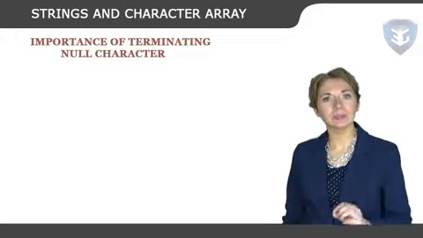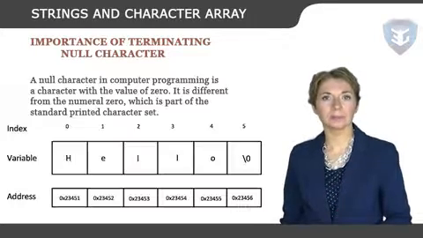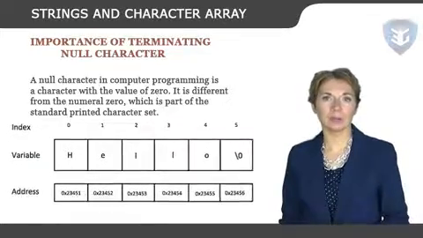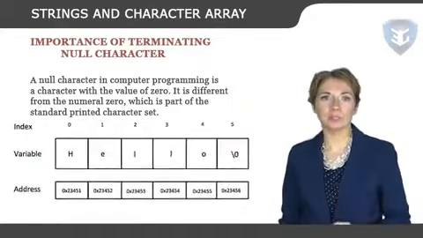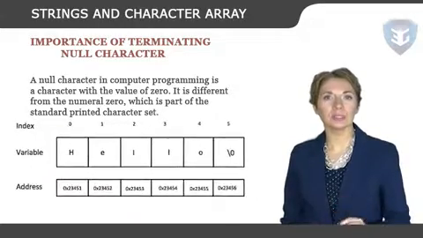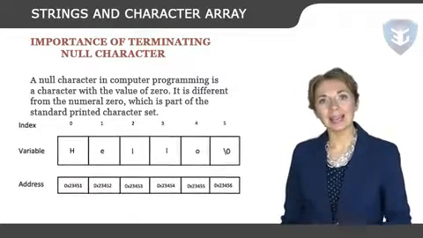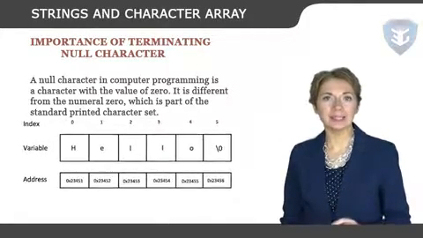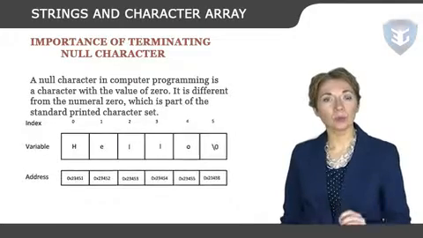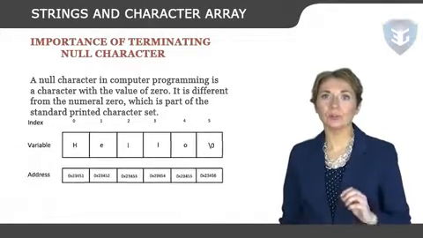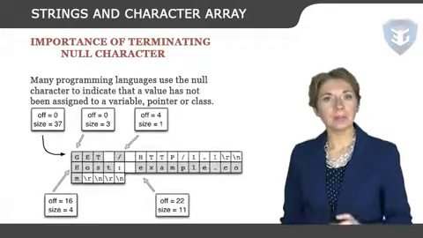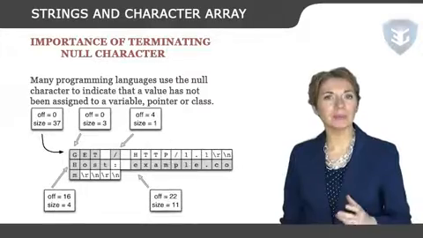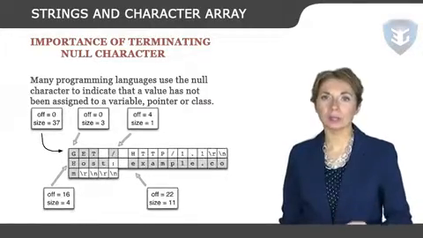Now let's talk about the importance of the terminating null character. A null character in computer programming is a character with the value of 0. It is different from the numerical 0, which is part of the standard printed character set. Null is actually a control character with the index of 0. It is used to indicate that a variable, class, or pointer is empty, undefined, or not initialized. Many programming languages use the null character to indicate that a value has not been assigned to a variable, pointer, or class.